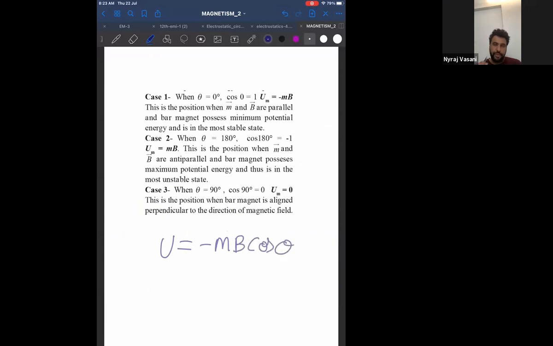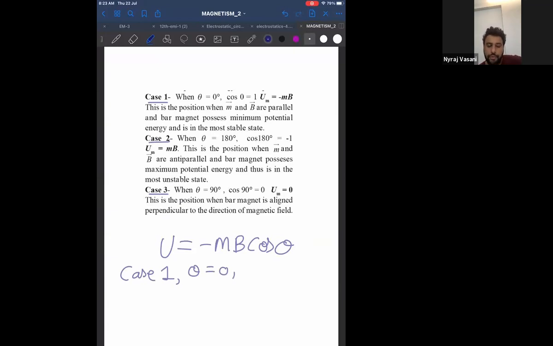Everyone listen to me. They have taken three cases, case 1, case 2, and case 3. I am going to explain, listen to me first. When I take case 1, I have taken theta equal to 0. So please look at the screen. I have taken case 1 as theta equal to 0.